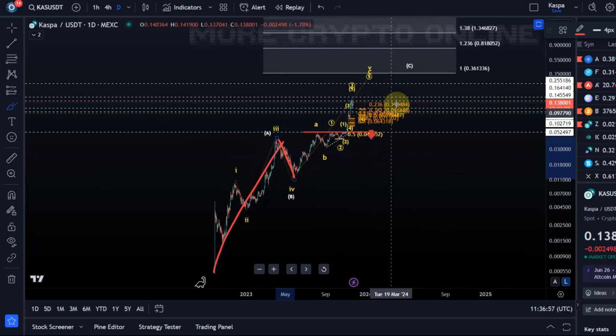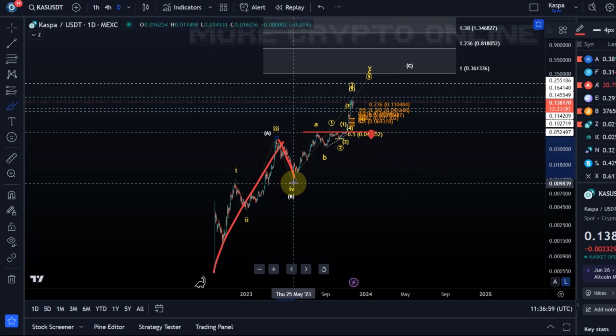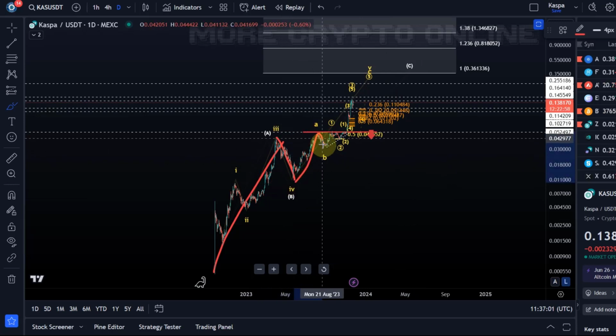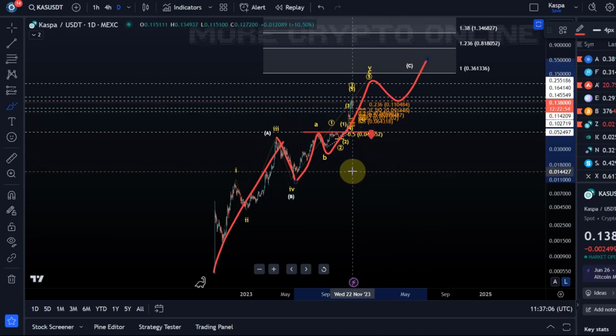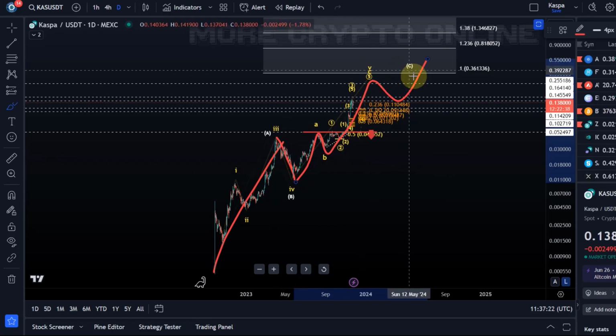There are various ways this can be counted, but I would say it's a 1, a 2, we're now in a third wave, then a 4 and a 5. So this is quite an aggressive bullish count that would still allow the price to get to 36 cents plus. It's an ABC structure, and at the moment we are in the C wave.